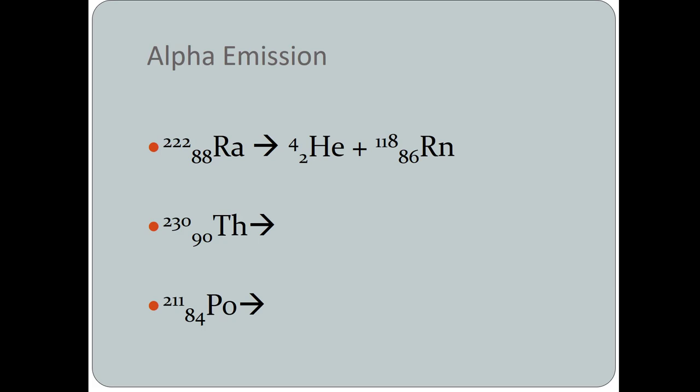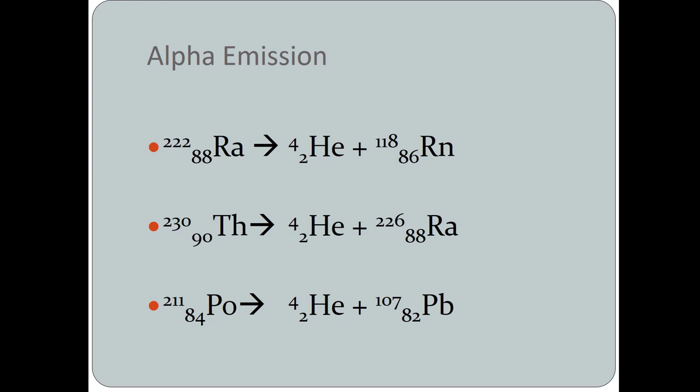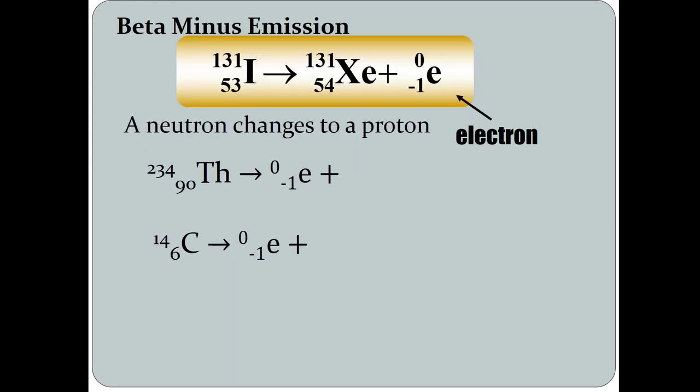All right, so there's the first one, the second one, and the third one. So let's look at our next decaying particle, beta minus emission. If it just says beta decay, always assume it's beta minus. And so that is an electron that gets flung out of the nucleus. What ends up happening is a neutron changes to a proton. So this helps the atom become a little bit more stable.